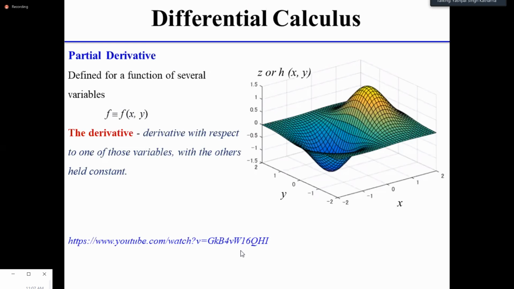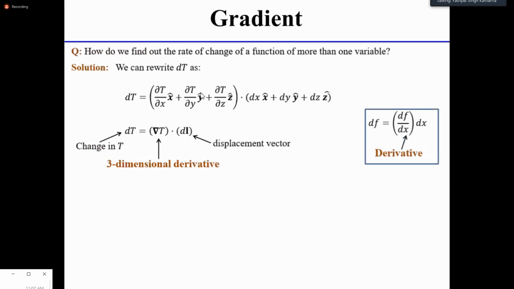So if you want, you can go to this YouTube link. The partial derivatives are very nicely explained there. And then you might also try to extend that definition over this surface, which I have shown here. Then I defined the gradient.